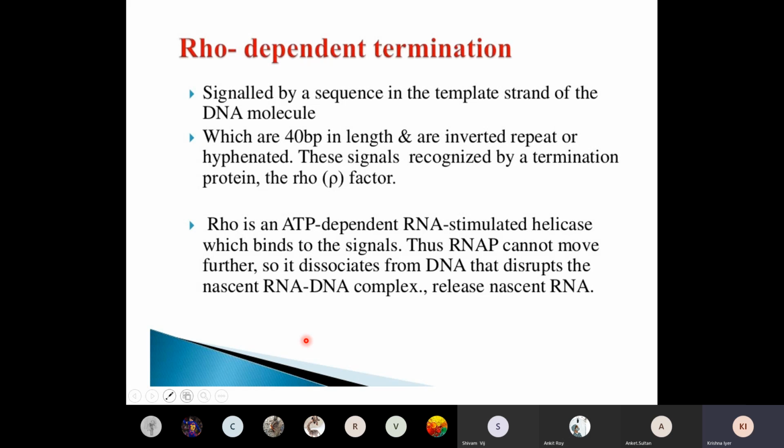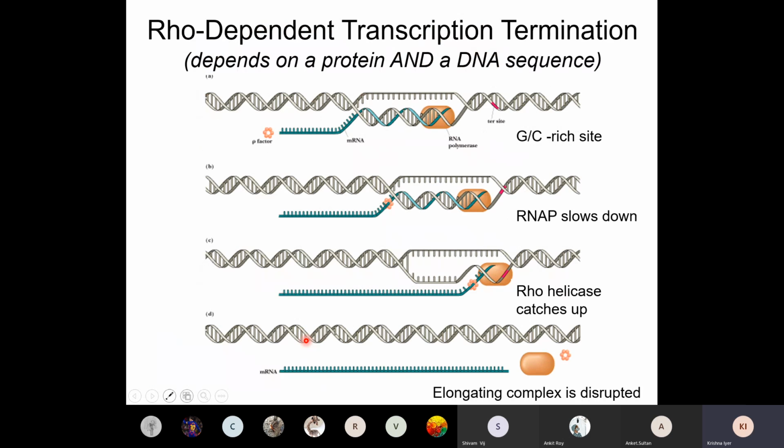Now, what is Rho? Rho is actually an ATP dependent RNA stimulated helicase, which binds to these signals. When it binds to the signals, RNA polymerase cannot move further. Therefore, when this Rho is present, RNA polymerase simply has to leave the DNA and dissociate from the DNA, and when it does so, it also releases the RNA which is present as an RNA DNA complex inside the polymerase, and therefore now I get my nascent RNA.